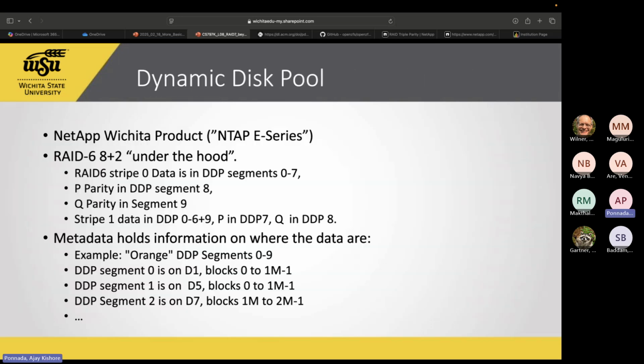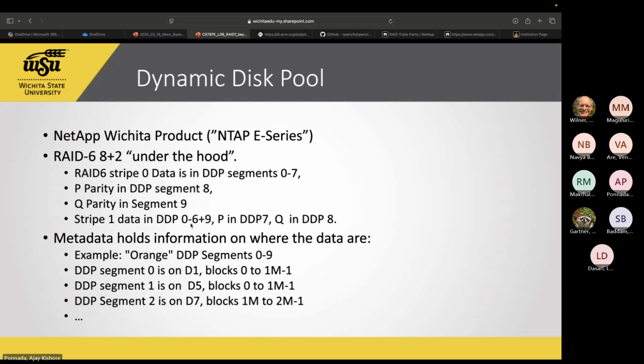Okay, so dynamic disk pooling. Again, as we discussed, NTAP E-Series, a Wichita product from NetApp, RAID 6, 8 plus 2 under the hood, with P parity and Q parity. DDP segment 8 and segment 9, stripe 1, data in 0 to 6 plus 9, and so on. Metadata holds information on where the data are. Again, that's the same point we discussed.